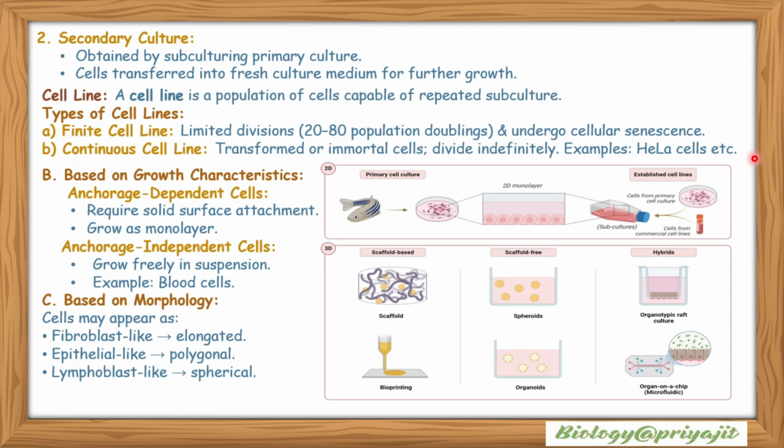Examples: HeLa cells, etc. Based on growth characteristics, cells can be anchorage dependent, which require solid surface attachment and can grow as a monolayer, and anchorage independent cells, which grow freely in suspension. Examples: blood cells. Based on morphology, cells may appear as fibroblast-like, which can be elongated, epithelial-like, which can be polygonal, and lymphoblast-like, which is spherical in nature.